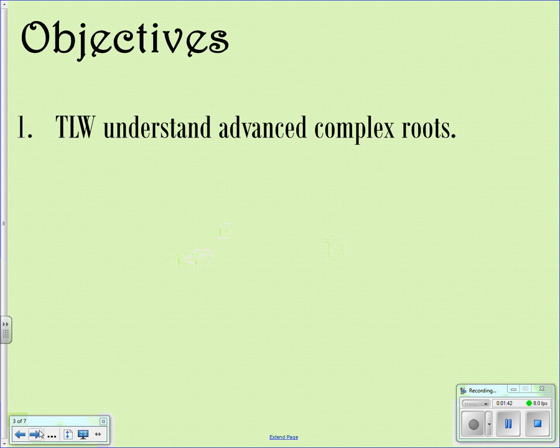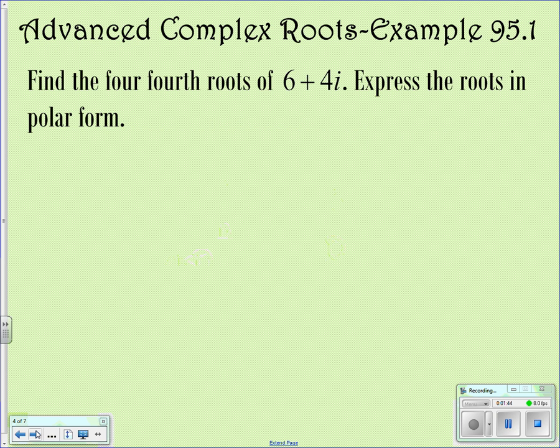The reason that it's advanced complex roots is because you're going to end up with decimals. That's the only reason that this is considered advanced. Okay? So we're going to find the 4 fourth roots of 6 plus 4i. And we want to express the roots in polar form. And that means put them into CIS form. So we need to first figure out what 6 plus 4i is in CIS form.